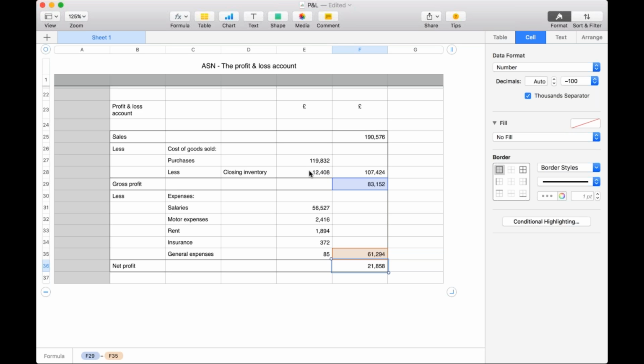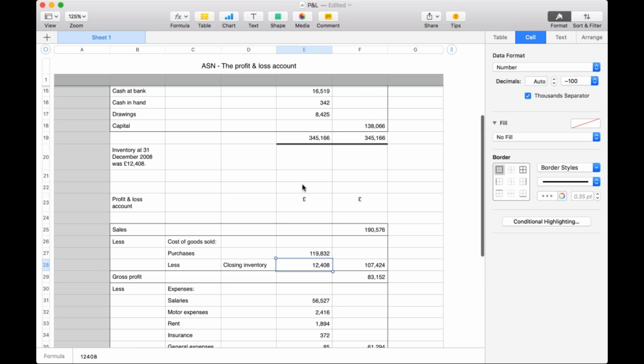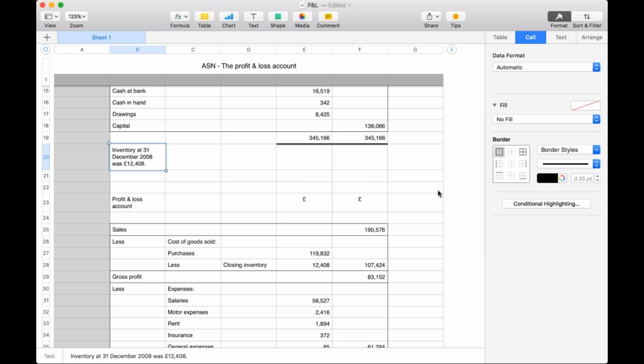And don't forget that we've got a closing stock figure of 12,408. That's where it gets entered in the P&L. It does get entered in the balance sheet as well, but I'm not going to overcomplicate things this time round. I will show you where it gets entered in the balance sheet on the next session. But closing inventory, closing stock is just something to be aware of, and it does appear a lot in questions, in AAT questions, and certainly in the books that I've got.